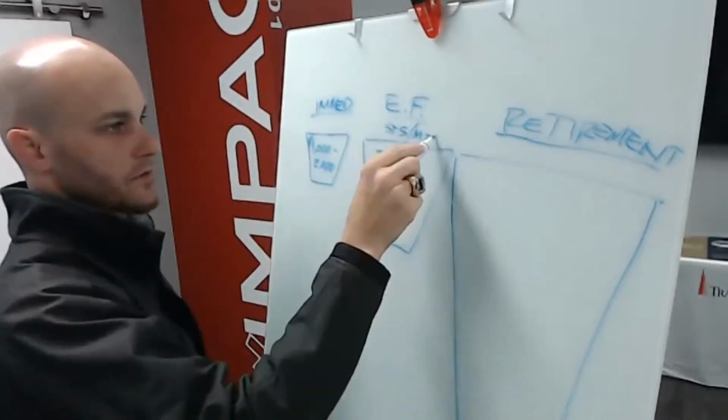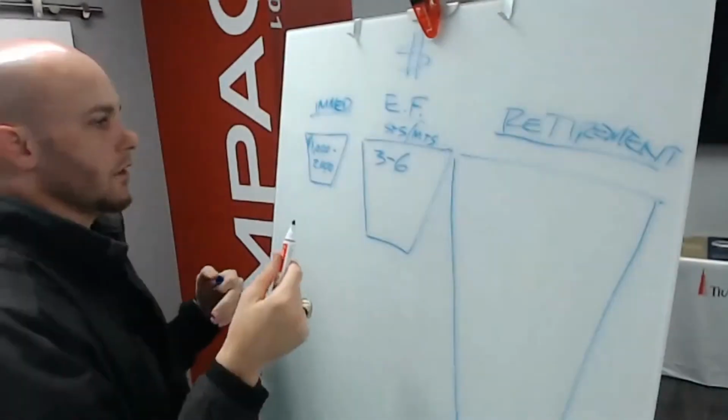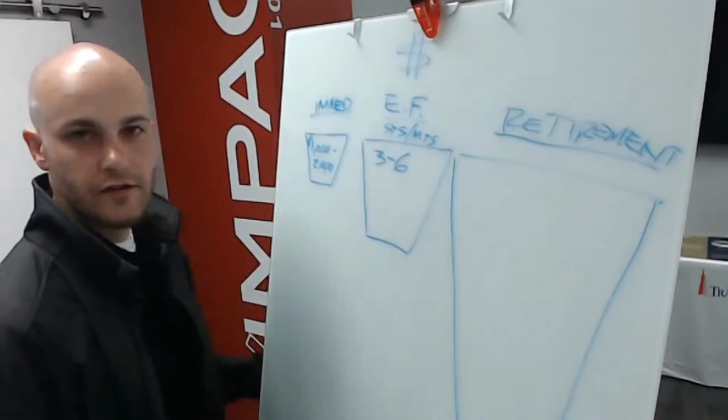So an immediate, midterm savings, and then retirement. Which one should I focus on first?